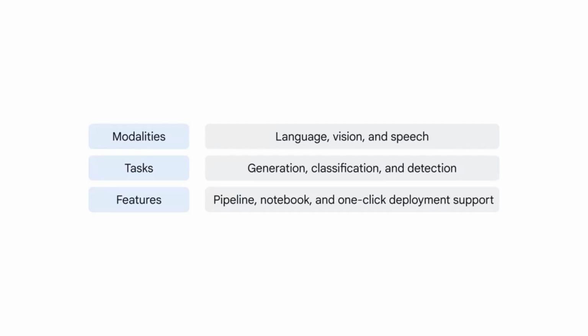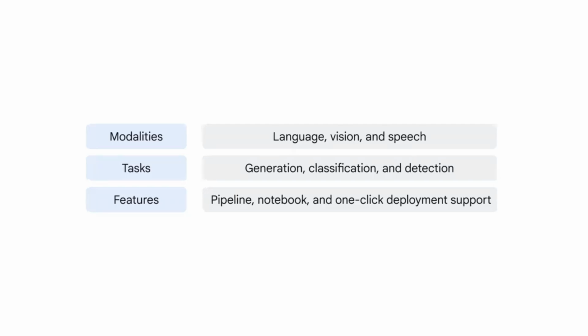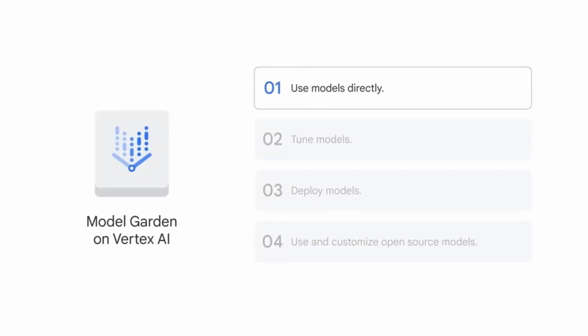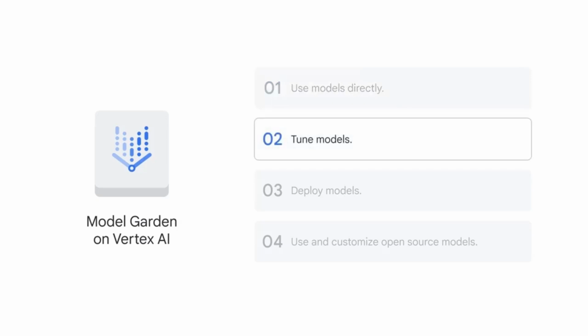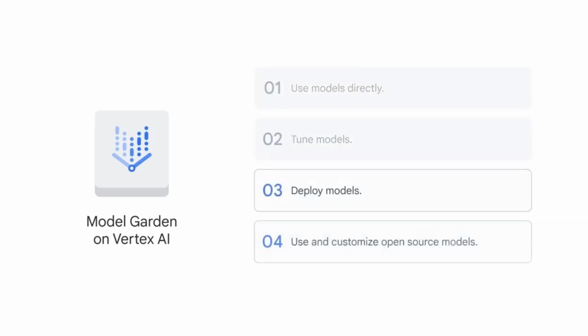They are modalities, such as language, vision, and speech; tasks, like generation, classification, and detection; and features, such as pipeline, notebook, and one-click deployment support. With all these models to choose from, how can you start your workflow? Model Garden lets you use Google's foundation models directly through the Google Cloud Console with Vertex AI Studio or through code with pre-built APIs. Tune models in Generative AI Studio. Deploy models. Customize and use open source models.